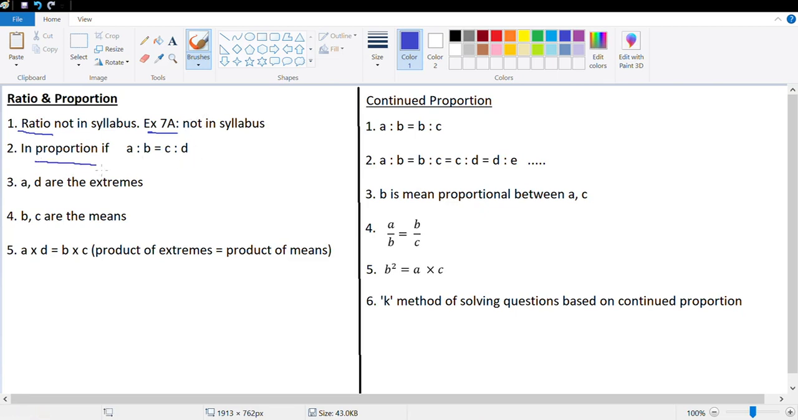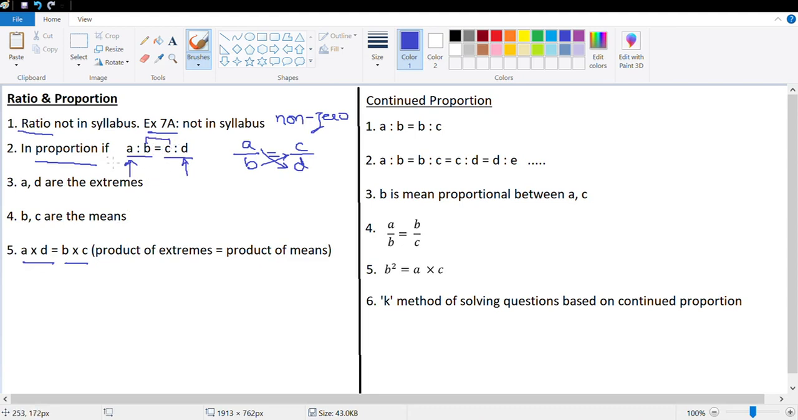So for non-zero terms, I am repeating, non-zero terms A, B, C, D are said to be in proportion if A is to B is equal to C is to D. If I write this in the fraction form, it would look like A upon B is equal to C upon D. If I cross multiply, what I get is A into D is equal to B into C. Now A and D are known as the extremes, whereas B and C are known as the means.